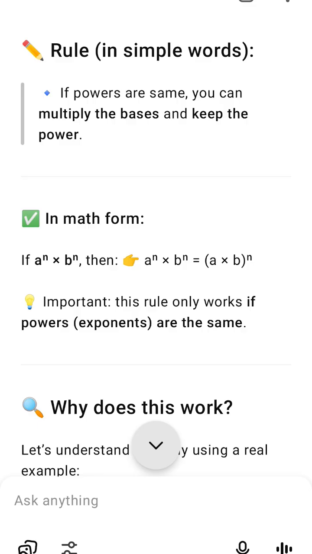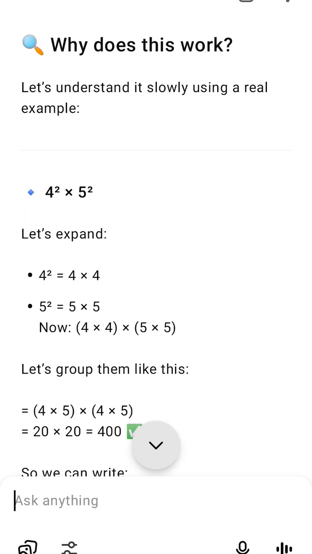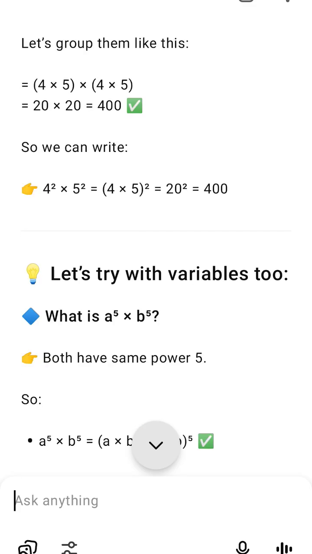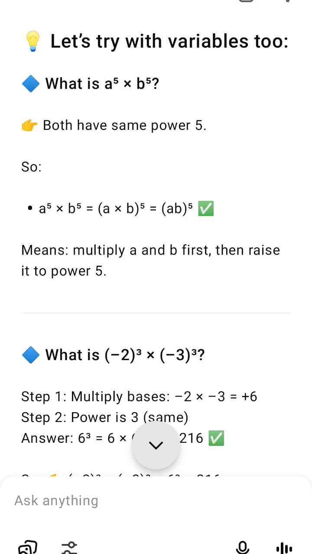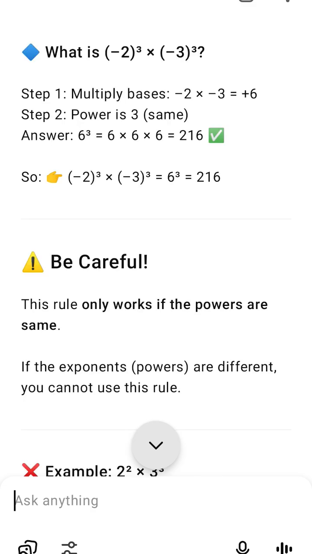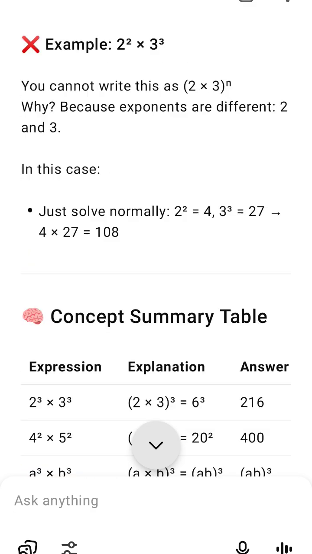Why this works, in simple words. If you expand both powers, 2^3 equals 2 times 2 times 2, and 3^3 equals 3 times 3 times 3. So 2^3 times 3^3 equals 2 times 3 times 2 times 3 times 2 times 3 equals 6^3. So you can group and simplify together. Warning: this rule works only when exponents are the same. Example: 2^2 times 3^3, do each part separately: 4 times 27 equals 108.